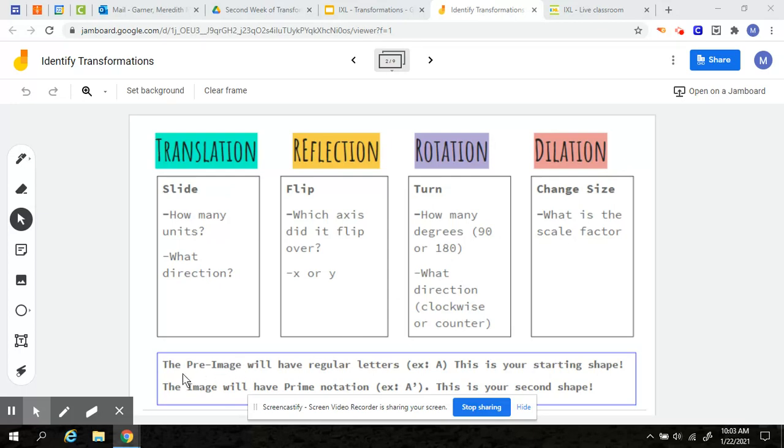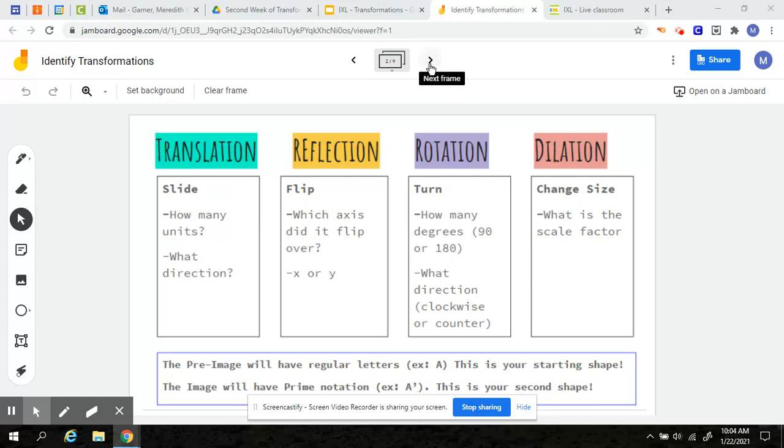At the bottom, you can also see it's very important to be able to tell which is your starting shape, which we call the pre-image, and which is your second shape, which we call the image. Remember, the pre-image will have regular letters, for example, A. The image, or your second shape, will have the prime notation, that little dash mark after the letter.